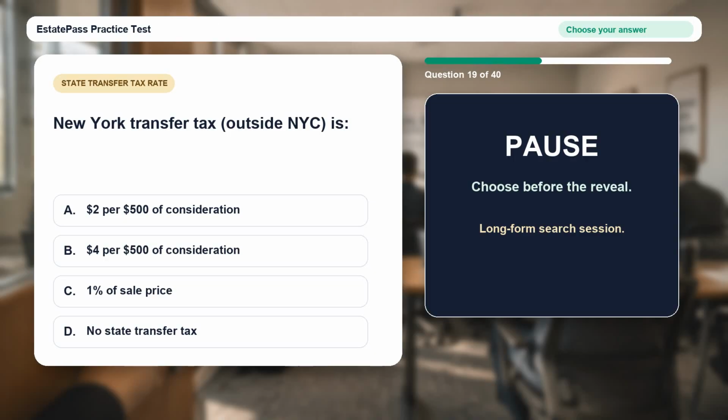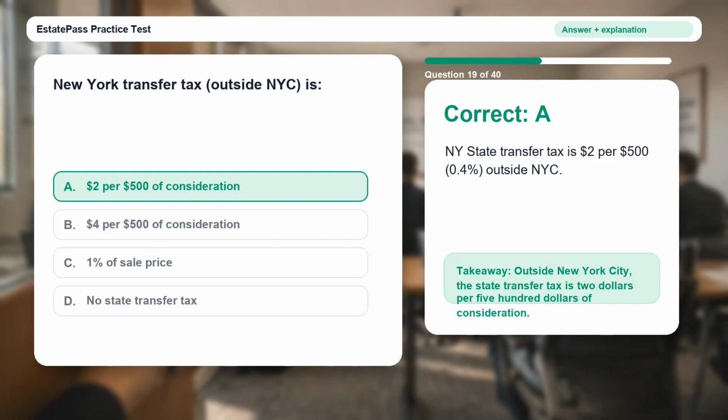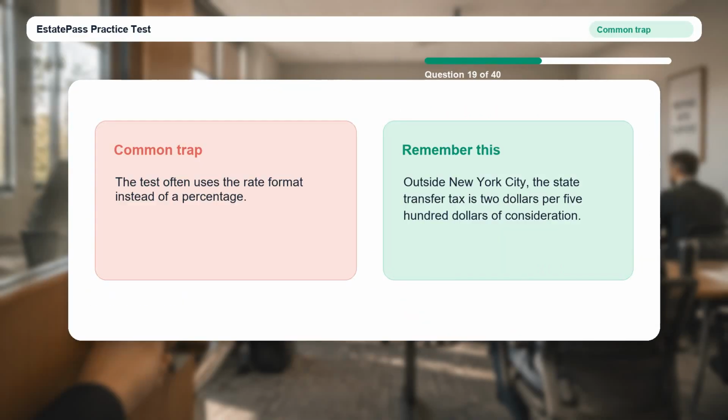Question 19. New York transfer tax, outside NYC, is. Your choices are A. $2 per $500 of consideration. The correct answer is A. $2 per $500 of consideration. Explanation. NY state transfer tax is $2 per $500, or 0.4%, outside NYC. Common trap. The test often uses the rate format instead of a percentage.